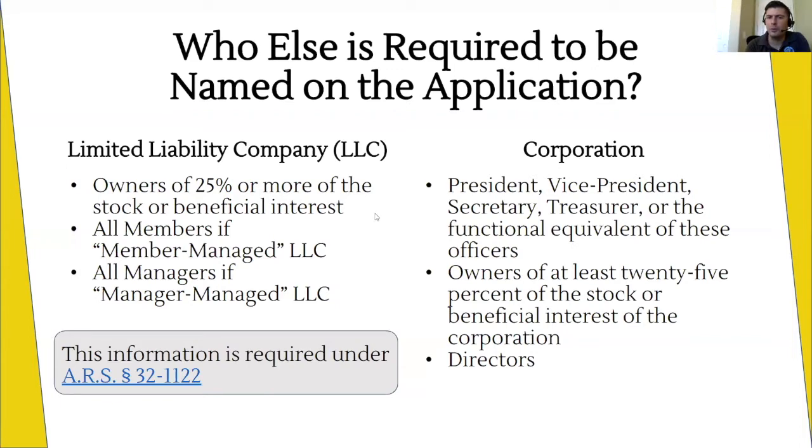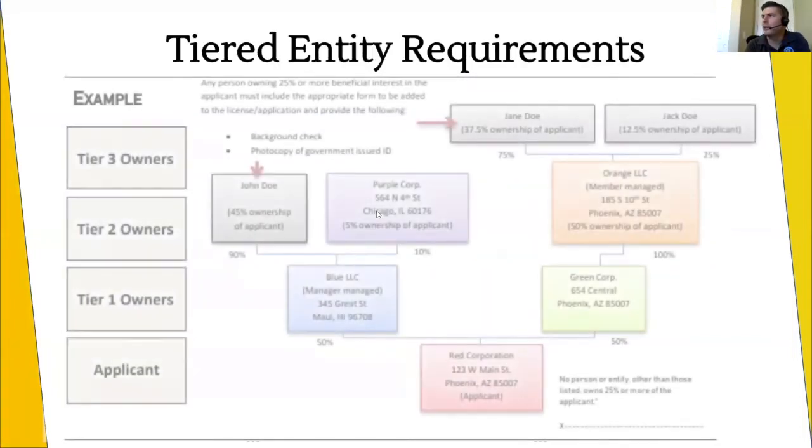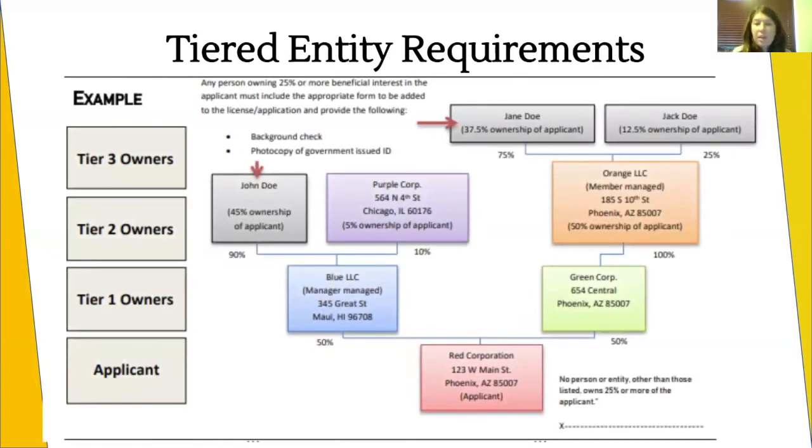Yep. All right. Okay. This does not apply to all entities, but some entities are tiered. So that means that the applicant, the entity that's applying, is owned by another entity, so a corporation or an LLC. And so we require this tiered entity chart so that we can capture the ownership that we need to. That's required by statute. So this is an example. Red Corporation is the entity that's applying, and it's owned 50-50 by another LLC and another corporation. We need to go up this chart to capture all owners of 25% or more. They would be required to be listed on the application.